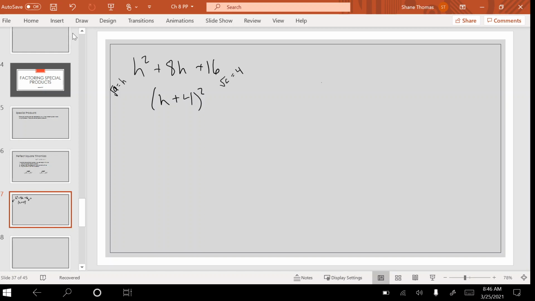Like I said, these are special cases. These are just shortcuts for certain cases. Let's look at one that's a little bit tougher.